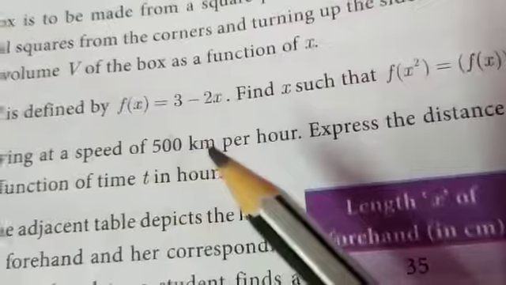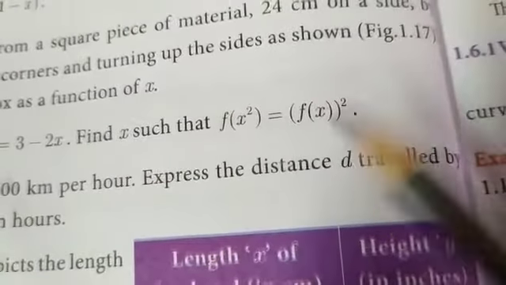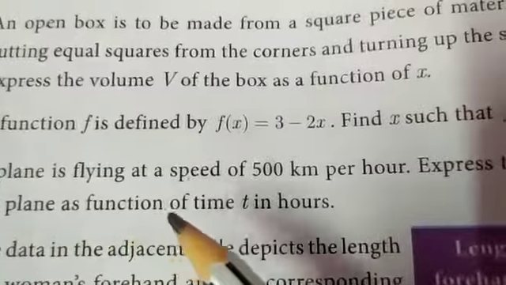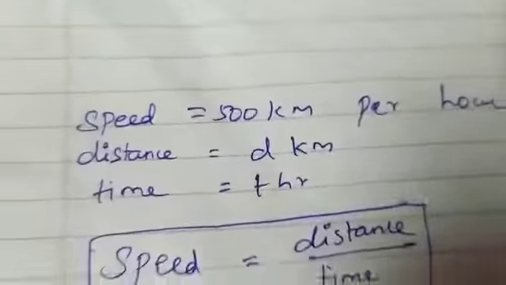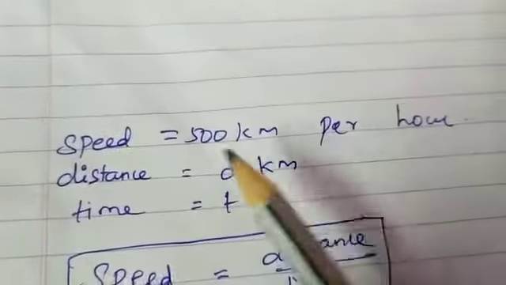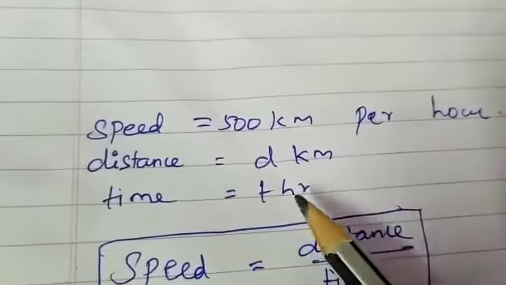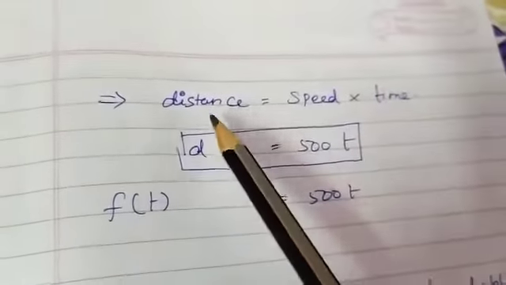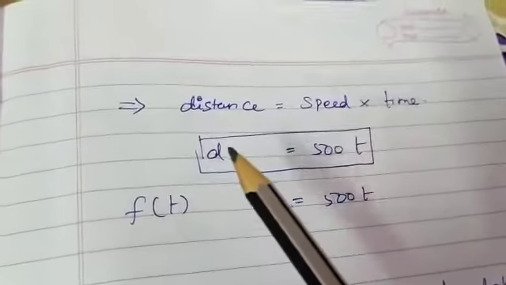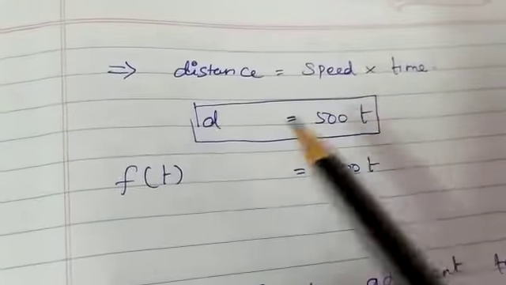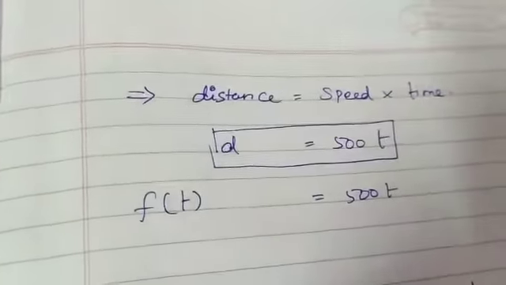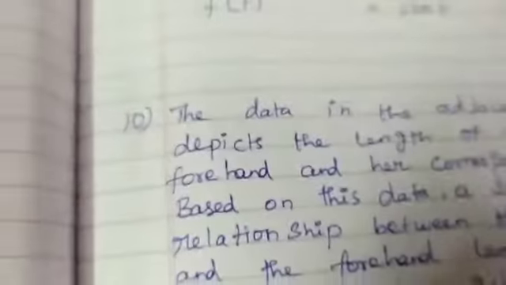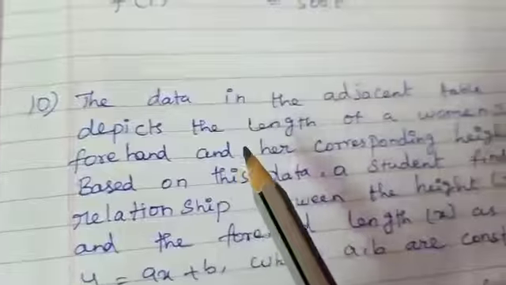So next I am going to the 9th question. A plane is flying at a speed of 500 km per hour. Express the distance d travelled by the plane as a function of time t in hours. So speed is given as 500 km per hour, distance is d kilometer and time is t hour. Speed equal to distance by time. And when we want to find distance, we just cross multiply speed and time. So distance d equal to 500 into t, and f of t equal to 500t. This is our function.